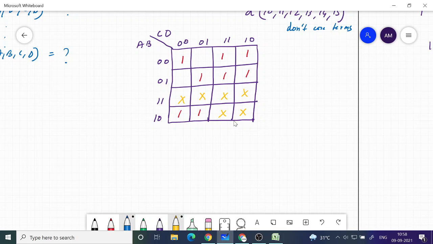So for example, there are 2 ways I can make a group of 8. One is like this, other is like this. These are 2 possibilities. Now, are both of these essential? What do you think? Are they both essential? Essential prime implicants, the term that we get.